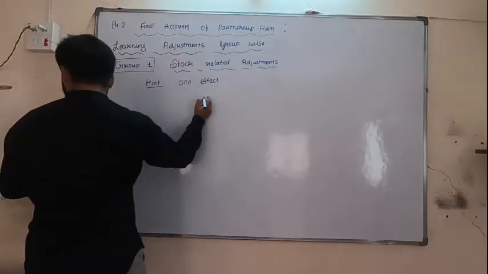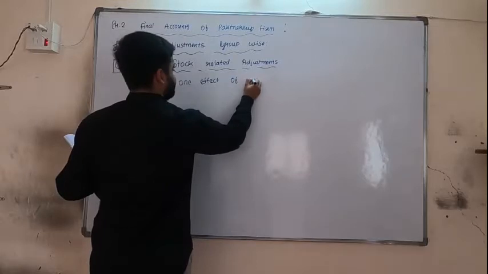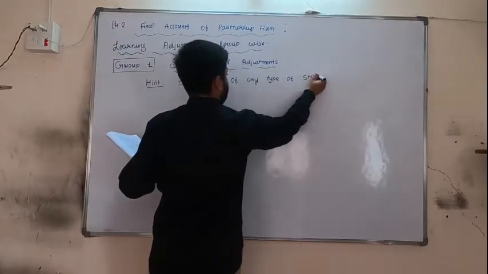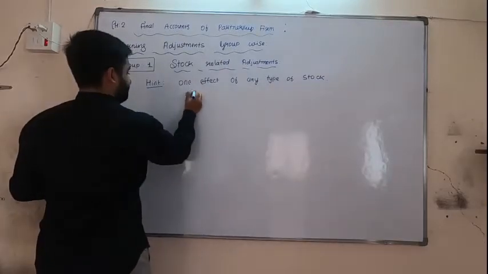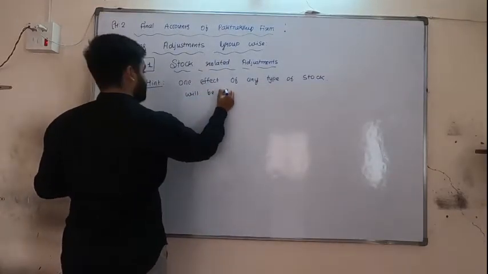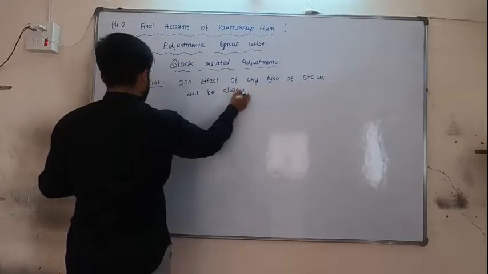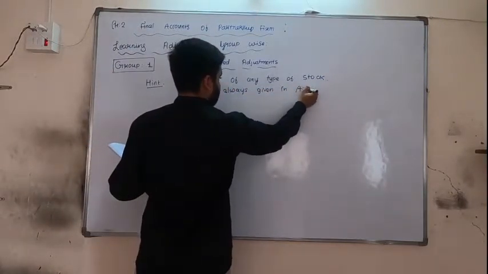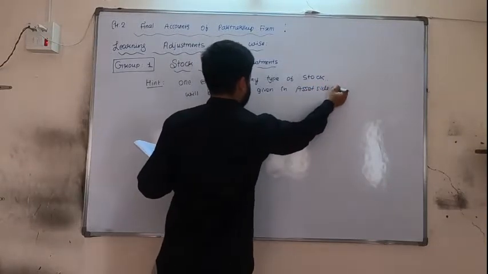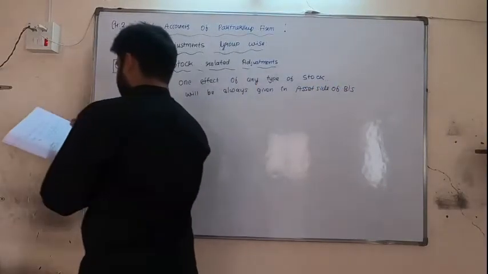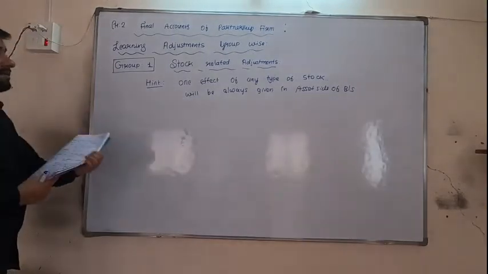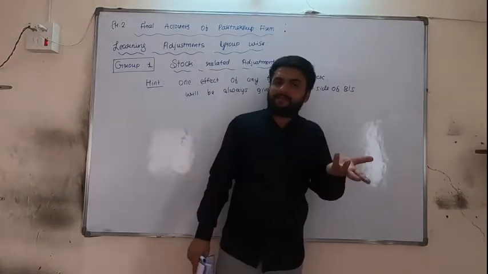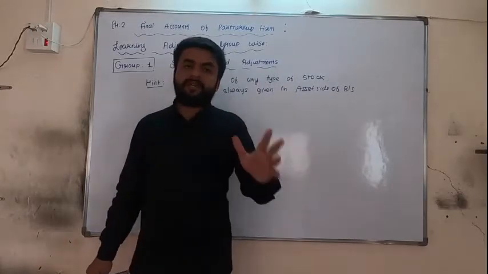One effect of any type of stock will always be given in the asset side of the balance sheet. Okay friends, this is the thing. We know that there are two effects of adjustments. Let us first remember one hint only, one effect only.